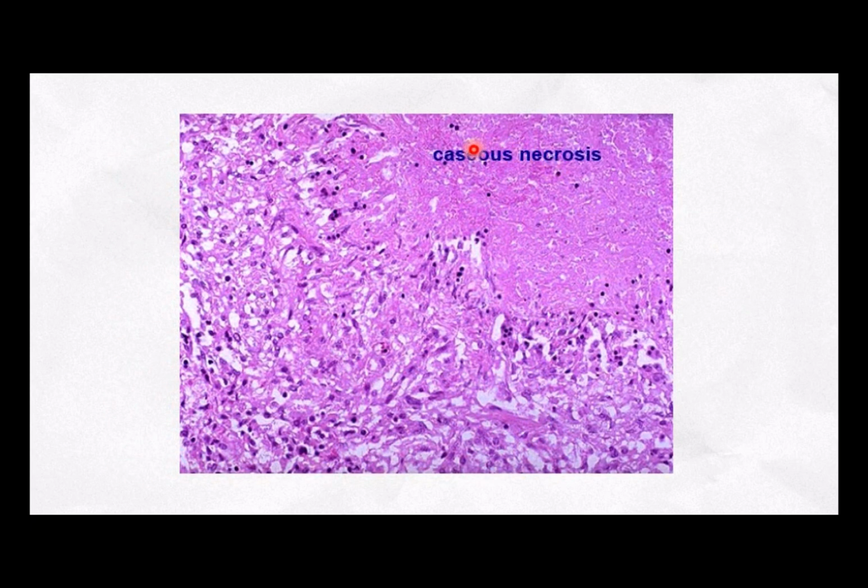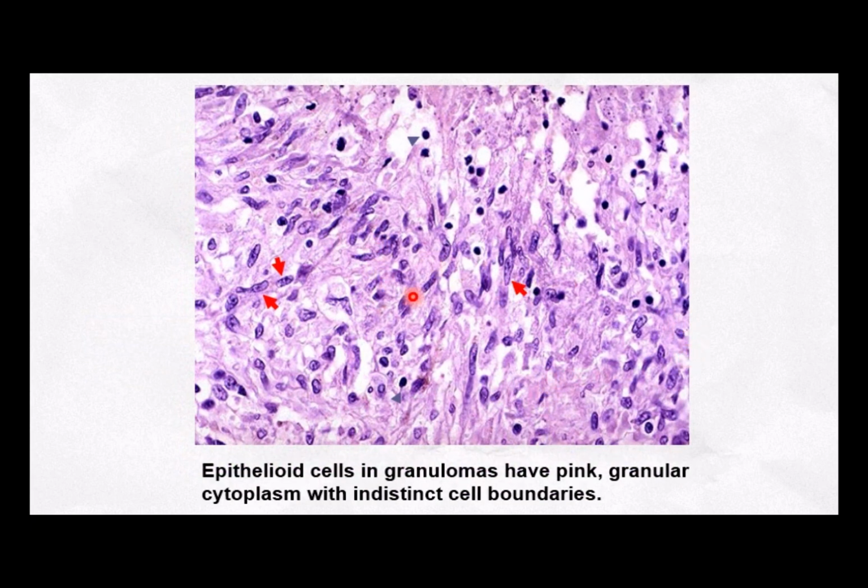Here is caseous necrosis, and around the caseous necrosis, there are many epithelioid cells. These cells are epithelioid cells. They are derived from macrophages. They quite resemble epithelial cells, so we call them epithelioid cells. They are large. The boundary is not clear. The nucleus is large, round or oval, and the staining is very light. The cytoplasm is light and rich.